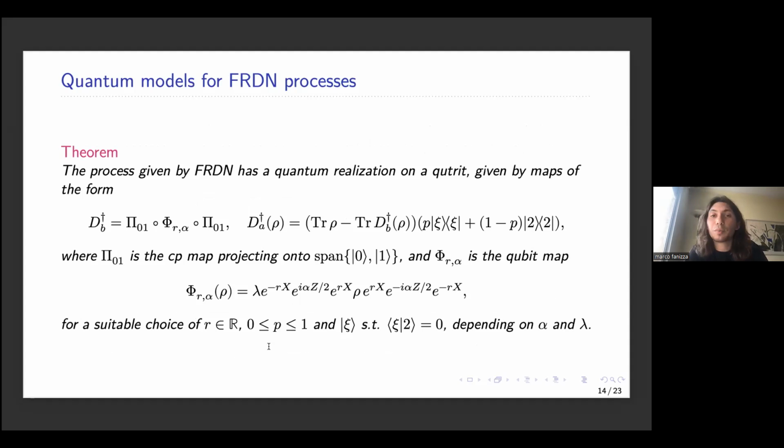This is an example of a process which was defined not starting from a quantum interpretation, but in fact, it has a quantum model. And this class of quantum models that we can find are even more general than the FRDN processes, if one does not tune the parameters exactly to produce those processes, but even for different choices of the parameters, they do not admit a classical realization.